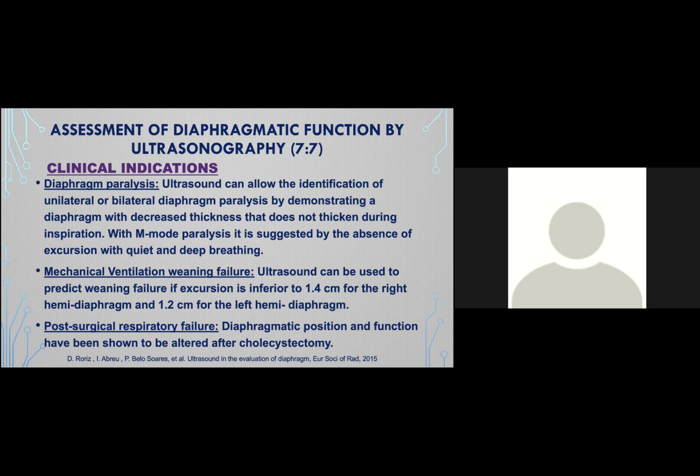So what's the indicator for the assessment of the diaphragm? It's very important if you think a patient may have diaphragm paralysis, or if the patient is going for major trauma. Unilateral or bilateral diaphragm paralysis can be identified. This patient is not easy to extubate, and you have to use M-mode.